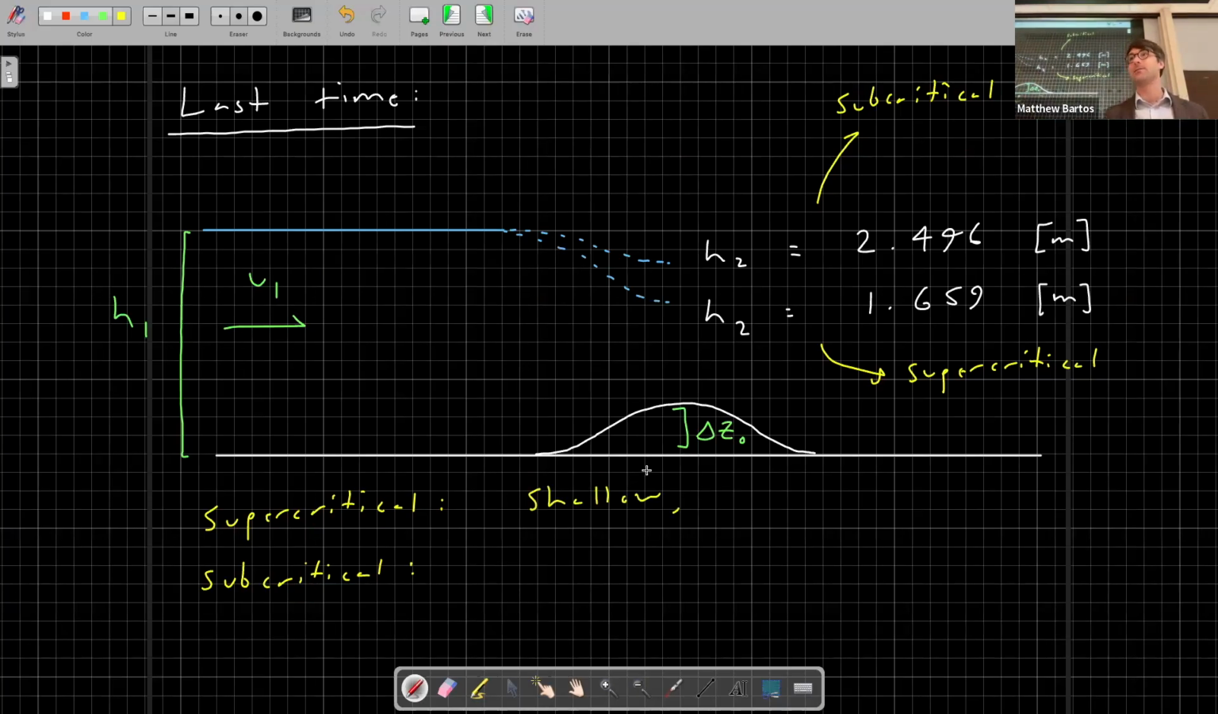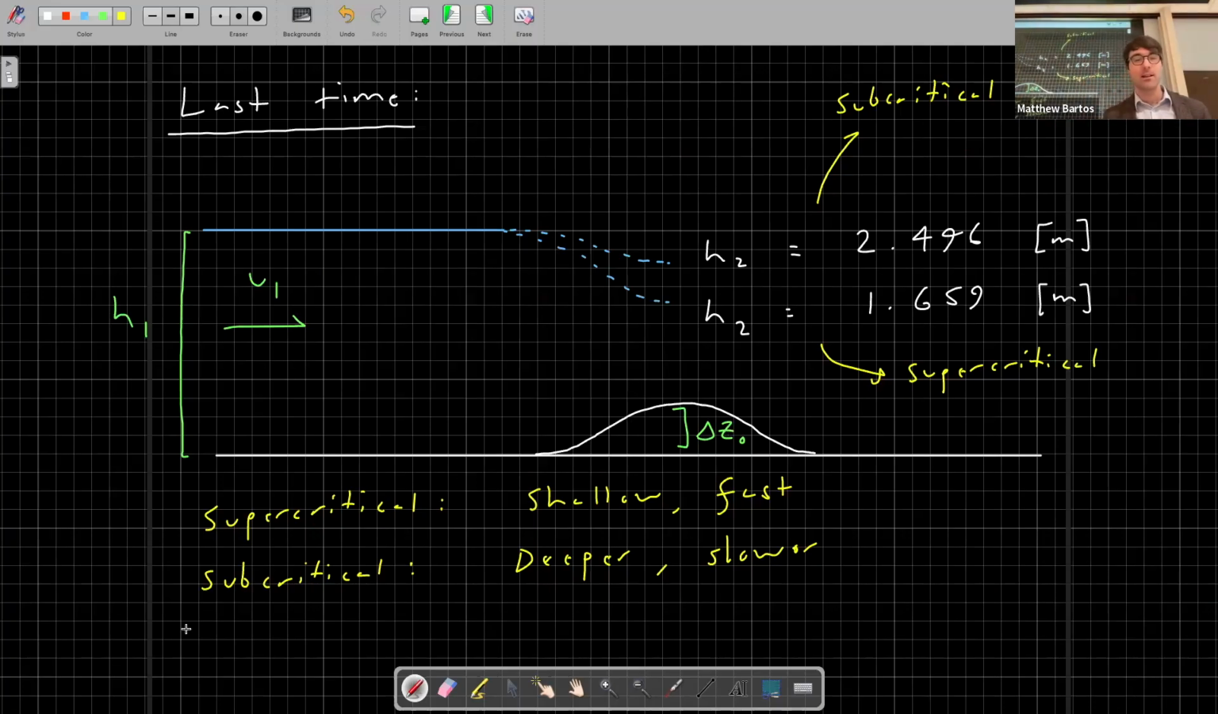And what about the speed? Shallow and fast. So just in terms of adjectives, if we're just going to describe them intuitively, supercritical flow is generally going to be shallower and faster. Subcritical is going to be deeper and slower. We'll get into more formal ways to characterize subcritical and supercritical flow later on in the class, but these are adjectives you can use to think about these two flow regimes.